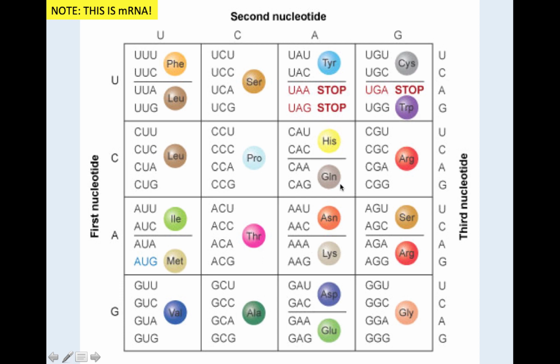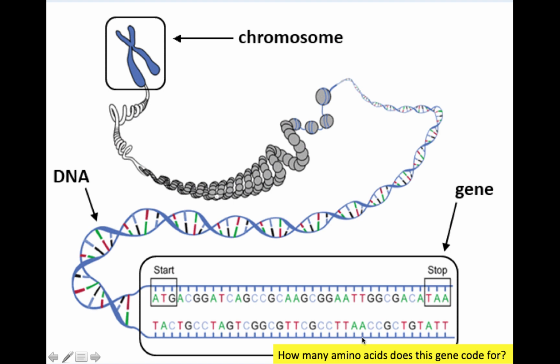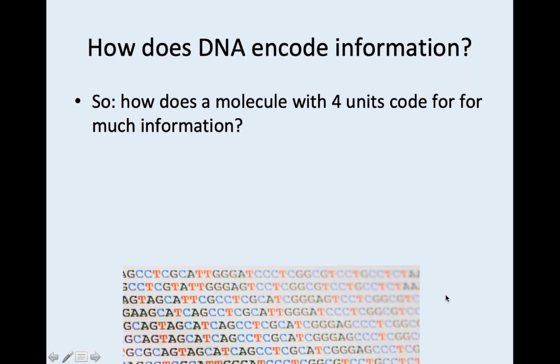All right, so you can work out how many amino acids this gene codes for. You can pause it if you want. I'll just tell you the answer. Okay, so we're going to read here. 1, 2, 3, 4, 5, 6, 7, 8, 9, 10, 11, 12. So 12 amino acids in that gene.